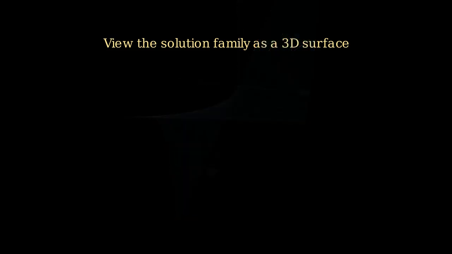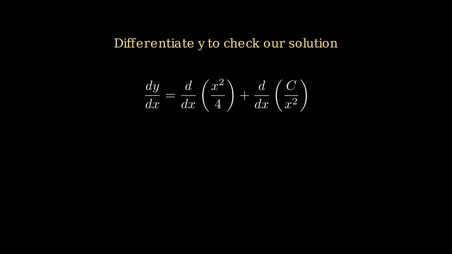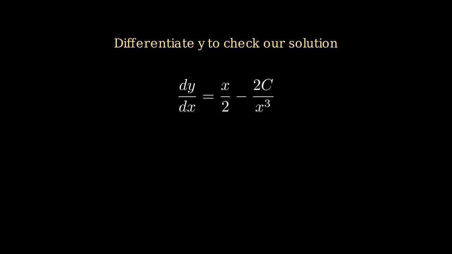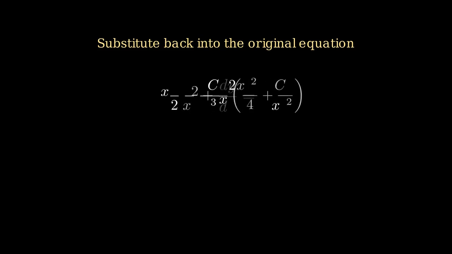To check our answer, we differentiate y equals x squared divided by 4 plus c divided by x squared with respect to x. This gives dy/dx equals x divided by 2 minus 2c divided by x cubed. Substituting this back into the left-hand side of the original equation, we get x/2 minus 2c/x³ plus (2/x) times (x²/4 + c/x²).